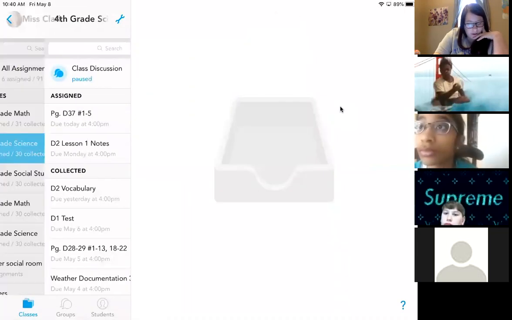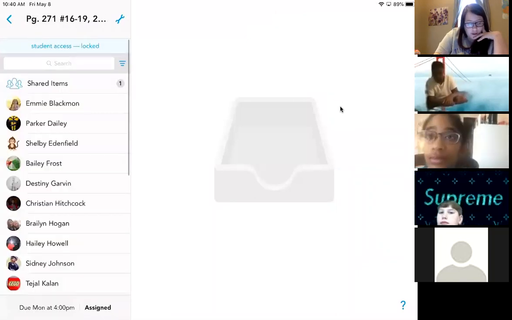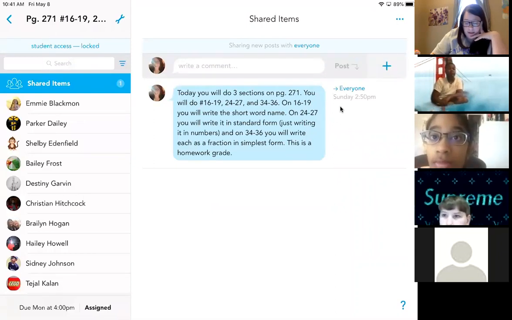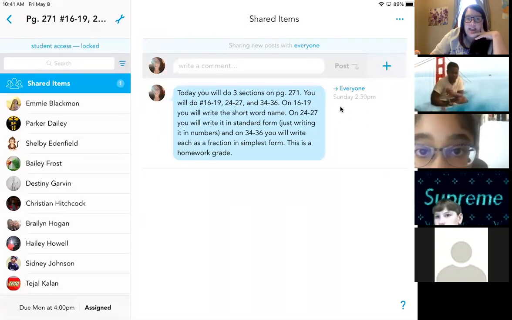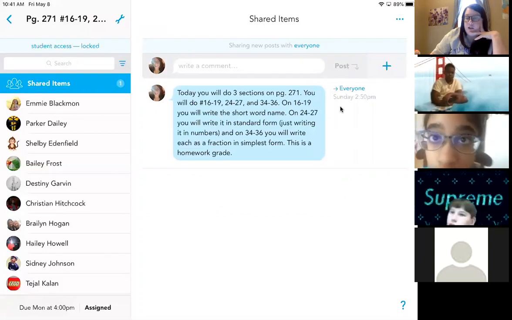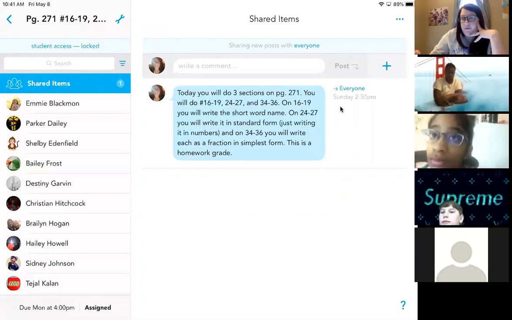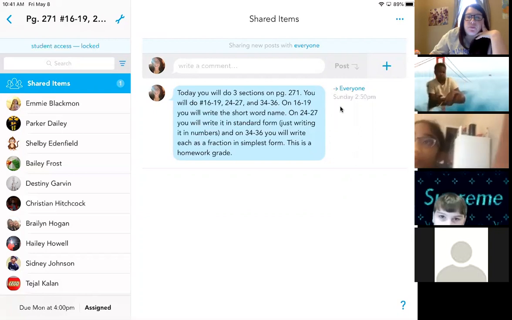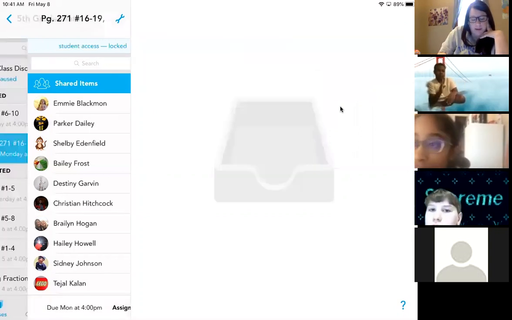So 5th grade math. Today you're going to be doing page 271, 16 through 19, 24 to 27, 34 to 36. On 16 through 19, write the short word name. On 24 to 27, that's where you just write the numbers. And the last one, write the fraction in simplest form. So you don't even have 5 of each. You have 3 or 4 of each. So it shouldn't be too bad for you today. Just make sure you number it for me, make it a little bit easier for me to read.